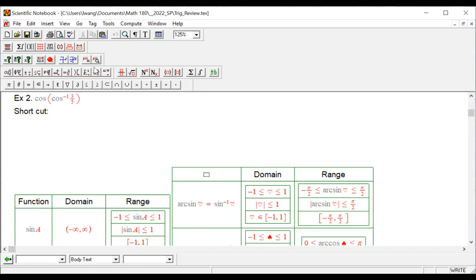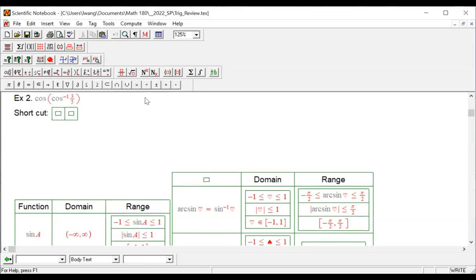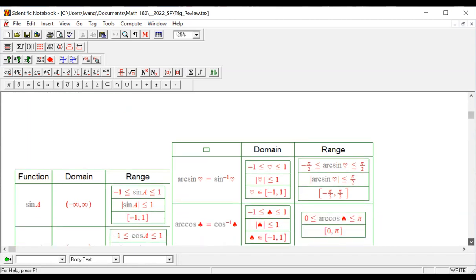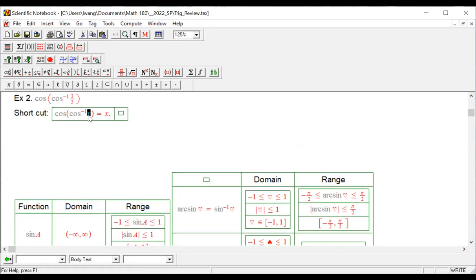But if you don't know the shortcut, it's not the end of the world. So what is the shortcut? Cosine of arc cosine of x, where x is a ratio, equals x, if x is between -1 and +1. So the answer here is just 3/5.